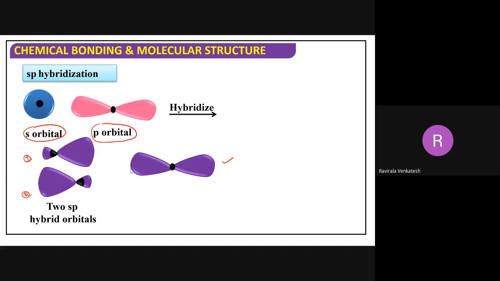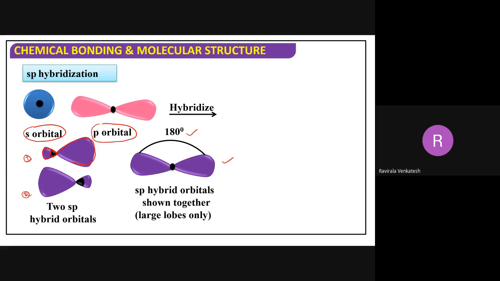Right? So this is definitely a straight line, therefore a linear shape. The bond angle will be 180 degrees, isn't it? This is the sp hybrid orbital. Now, if you observe, this part is the small lobe, and this part is the big lobe.